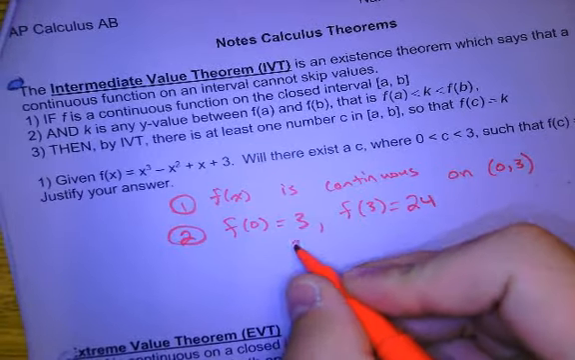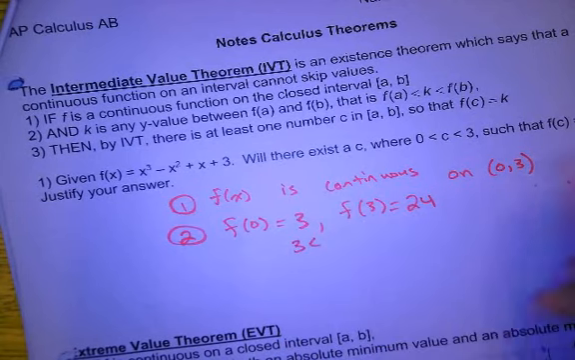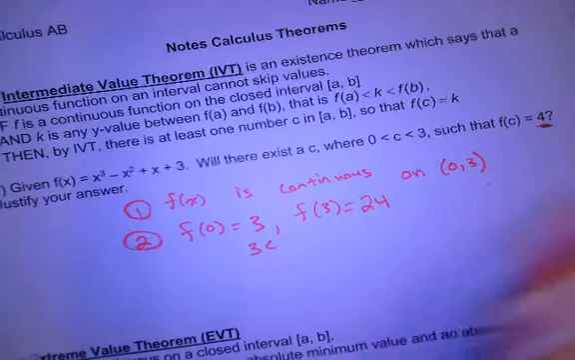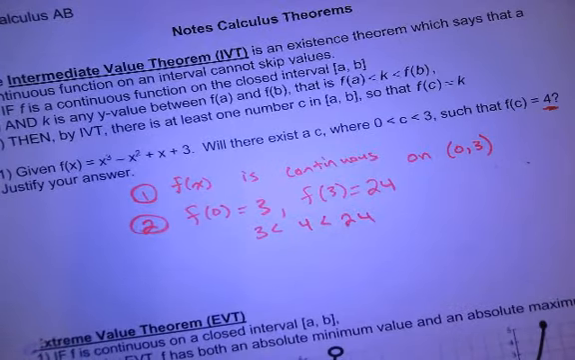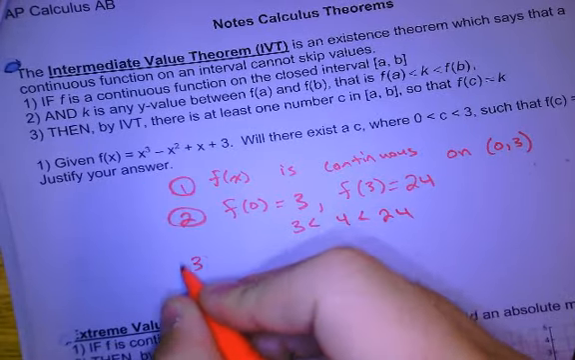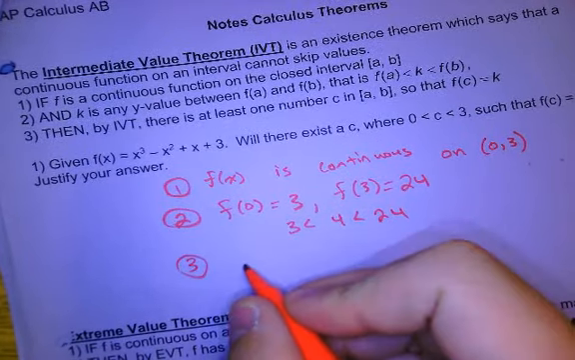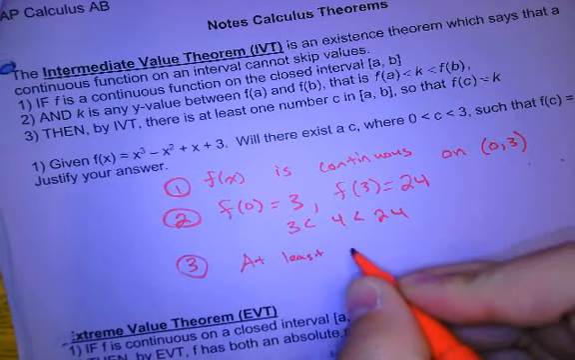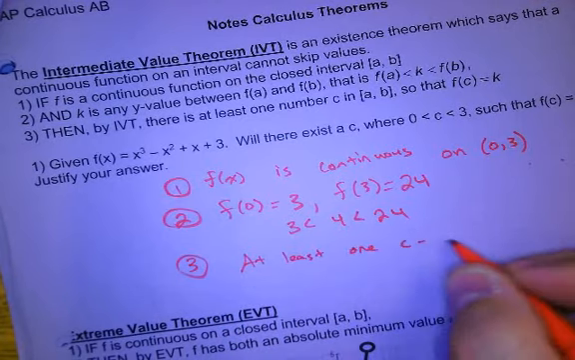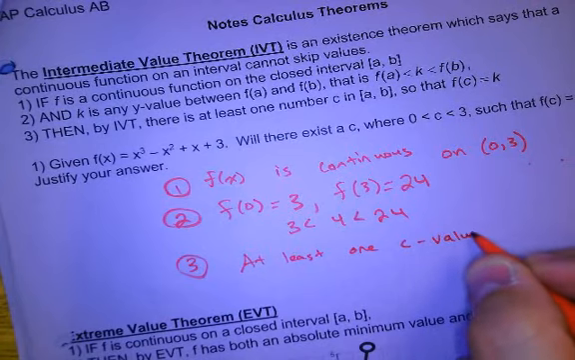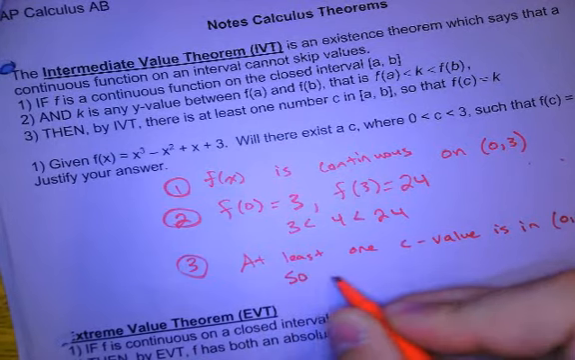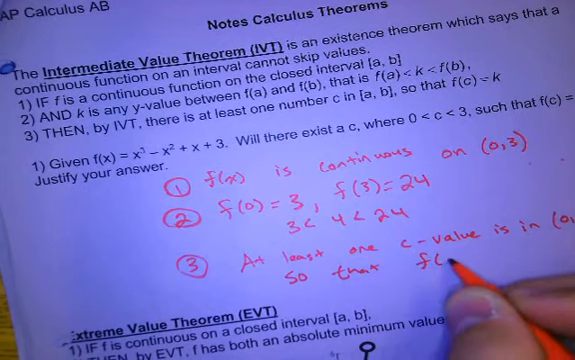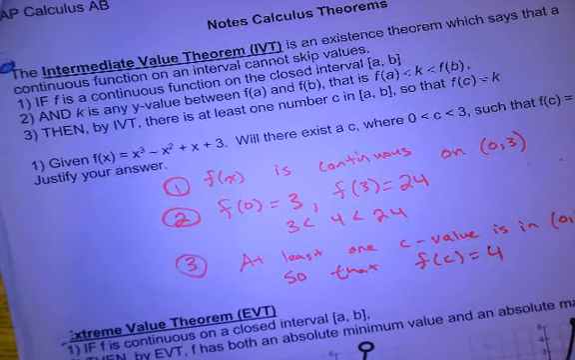Okay, and then you can easily state that the k value is 4, right? Because I'm looking at 4. So 4 is in between 3 and 24. We agree? Okay. So because of that, the last statement is true. Then you just say at least one c value is in 0 to 3, so that f of c equals 4.